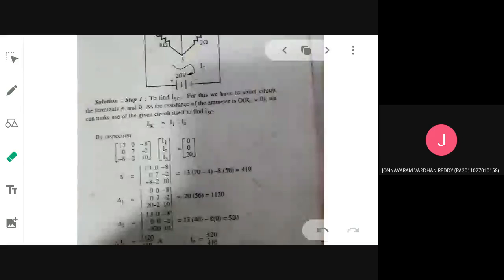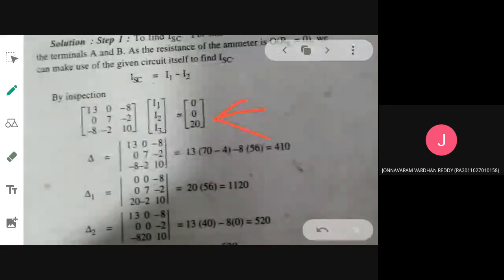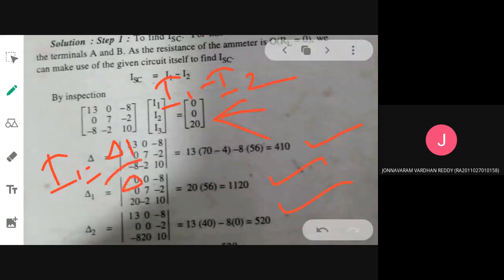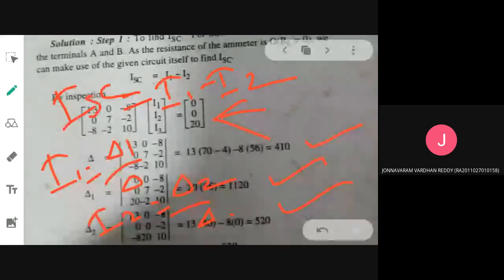This is the matrix relation that you got. Again, you need to find out del, and then del 1 and del 2. Then I1 minus I2 you need to find. I1 will be equal to del 1 by del, I2 will be equal to del 2 by del. This will be the current ISC or IN, not the transient current. Tell me what is the answer.